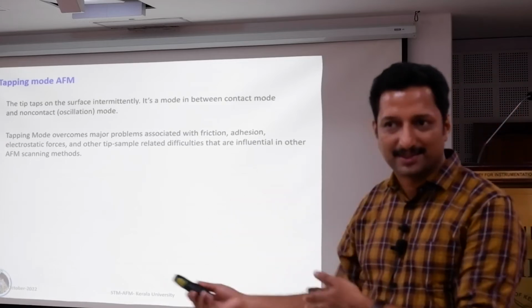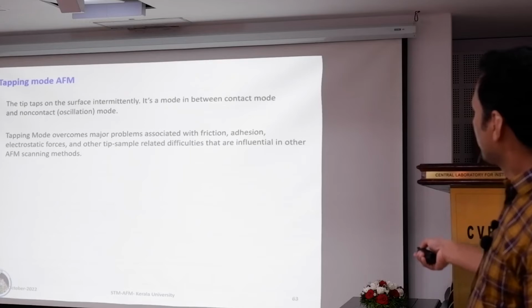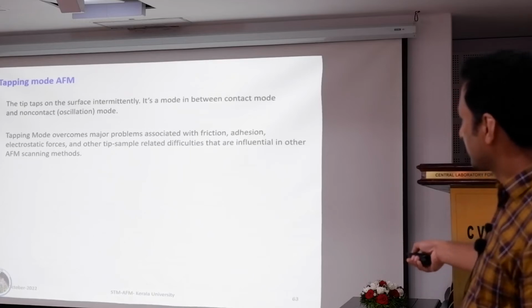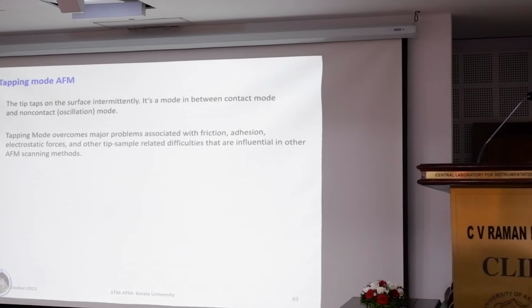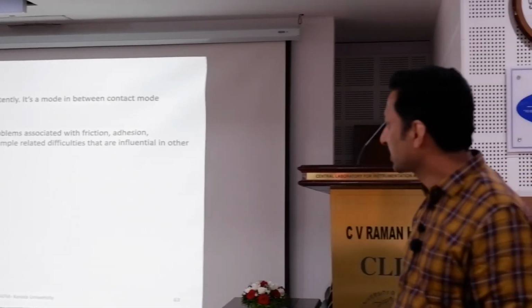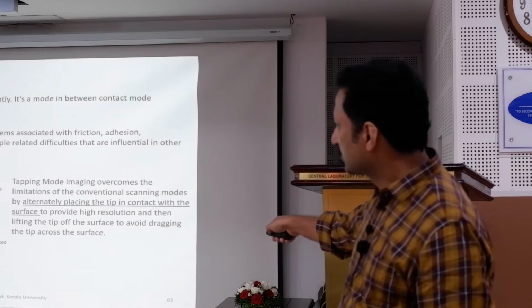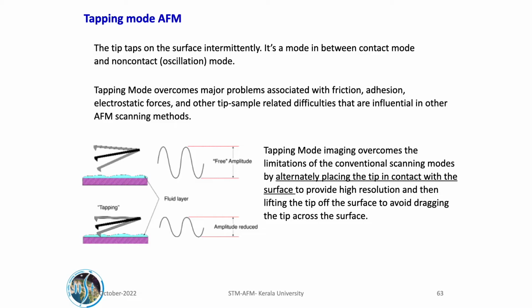That has several other advantages. Friction, adhesion, and electrostatic forces between tip and sample can all be avoided if you have intermediate tapping. It is not away from the surface, it's actually tapping on the surface. So the amplitude drastically gets reduced, because now we are really tapping on the surface.